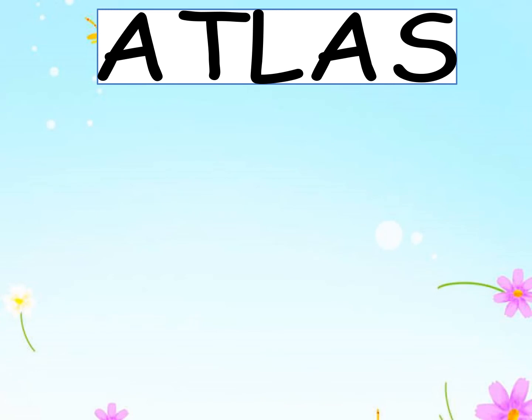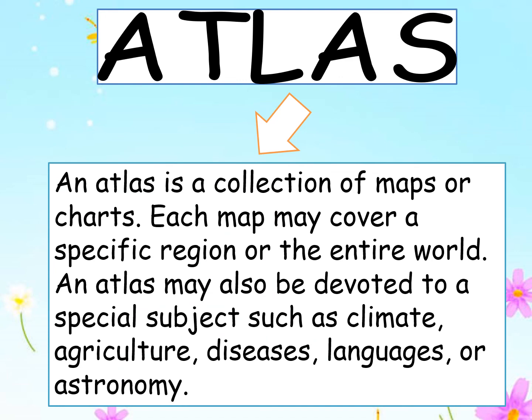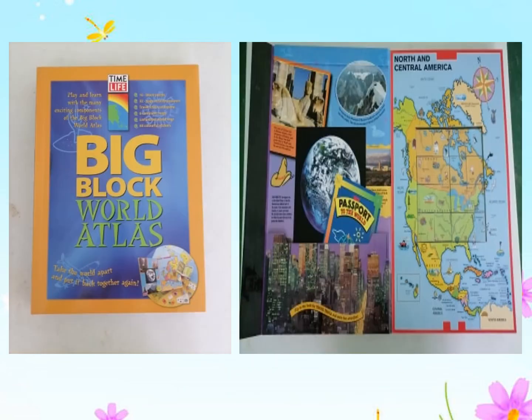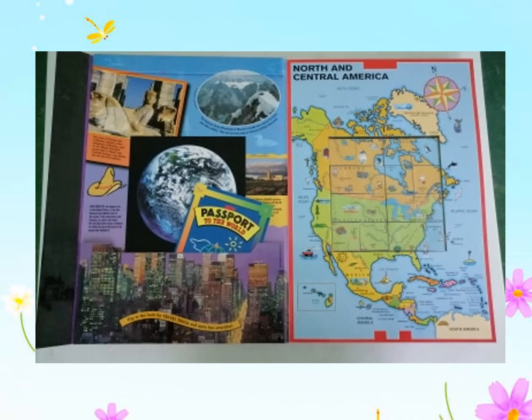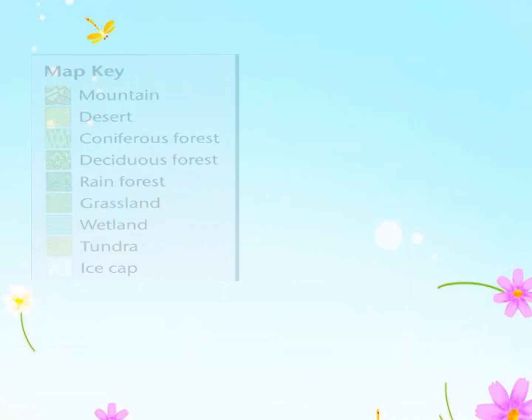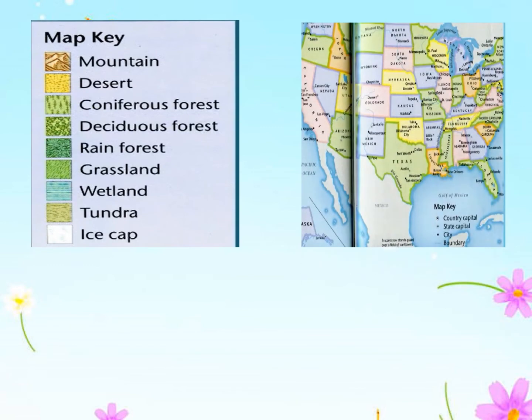Now let's go to the atlas. An atlas is a collection of maps or charts. Each map may cover a specific region or the entire world. An atlas may also be devoted to a special subject such as climate, agriculture, diseases, languages, or astronomy. This is an example of an atlas. In atlas, we can see the maquis, the mountain, the desert, the coniferous forest, the deciduous forest, the rainforest, the grassland, the wetland, the tundra, and the ice cap, and many more.